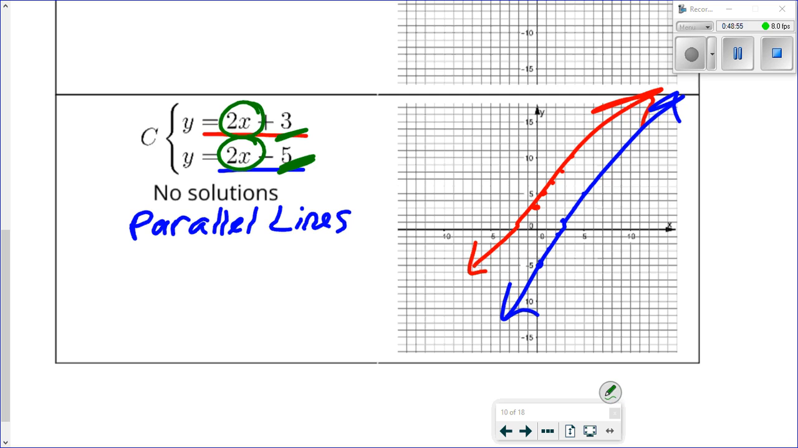Okay, so if you were to set the two equal to each other, your two x's would cancel out and you'd be left with 3 equals -5, which we know is not a true statement. So that further proves why this system has no solution set.